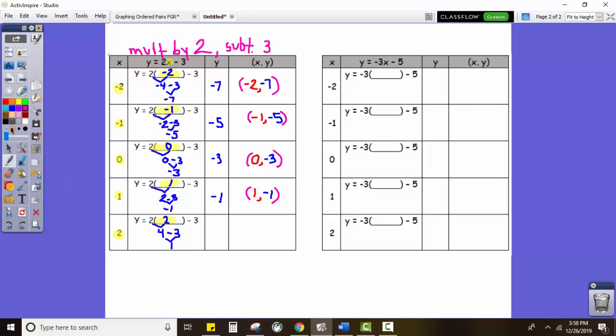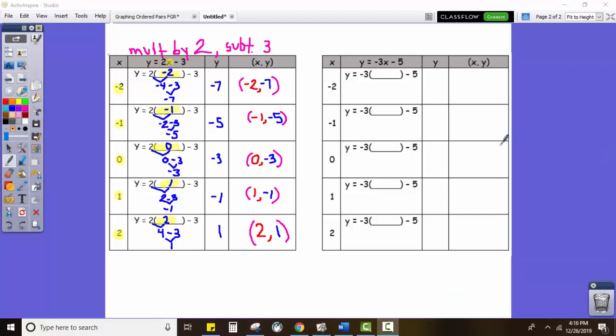And so then I'll record that I got 1 for the y value. For my ordered pair, I plugged in a 2 and I got out a 1. So 2, 1.